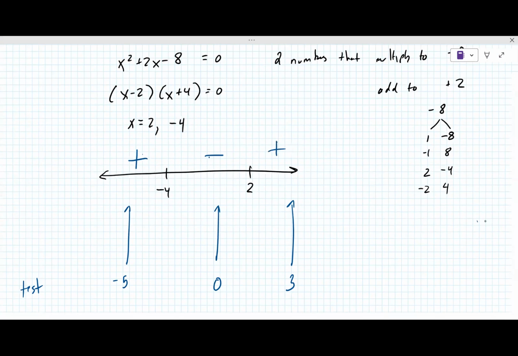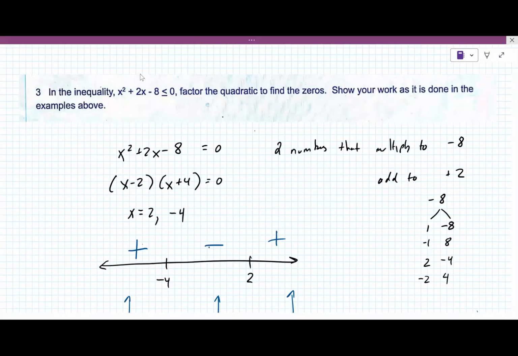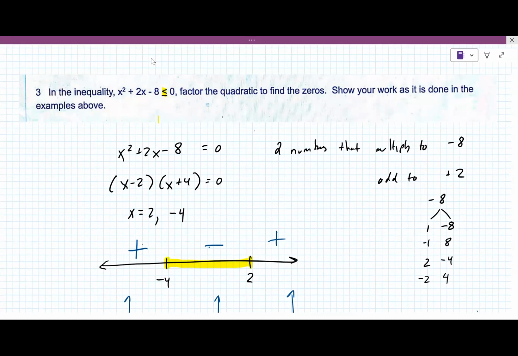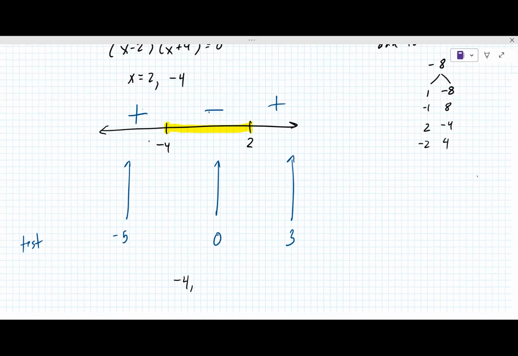Okay, positive, good. Now, if you go back to the original problem, we're interested where it is less than or equal to 0, okay? So basically wherever it's negative. But this time it also includes the endpoints. Okay, so the full answer here is -4 to 2, but because it includes the endpoints, we use this symbol right there, the bracket.